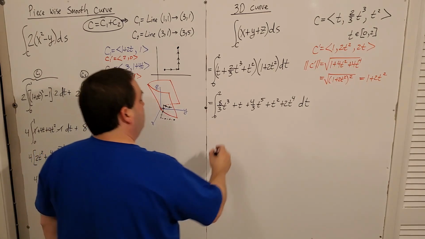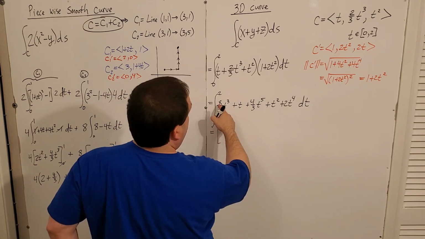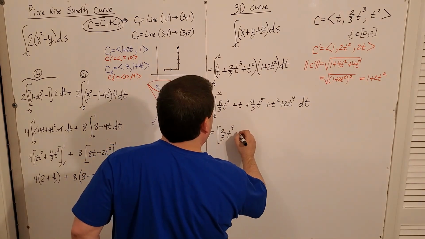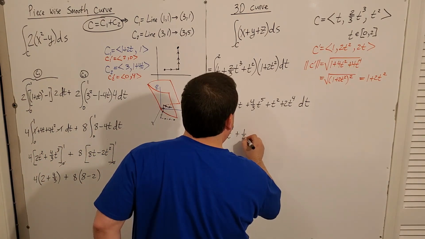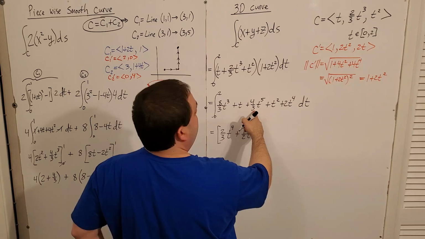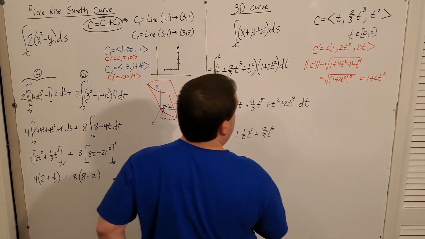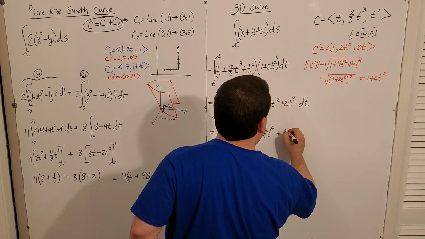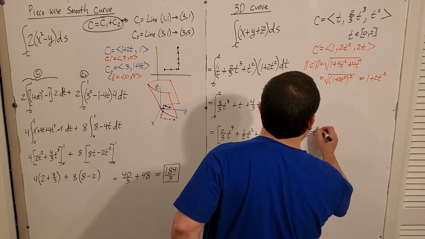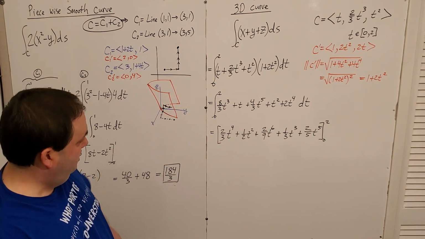So now I just need to integrate. 4 is my new power, so I have 2/3 t to the 4th, plus 1/2 t squared, plus, let's see, 4 over 3 times 6, 18. 4 over 18 is 2 over 9 t to the 6th, plus 1/3 t cubed, plus 2/5 t to the 5th. Ooh, yummy.